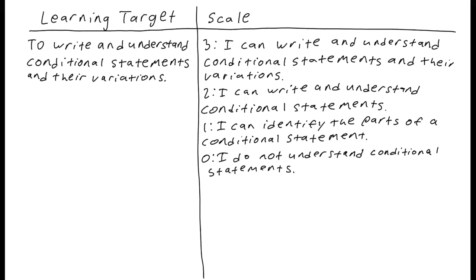So before we jump in, here's the scale. You're at a 3 if you can write and understand conditional statements and their variations. Their variations we'll learn about in a bit, but they're the converse, inverse, and contrapositive. 2, you can write and understand conditional statements. And when I say understand, it kind of goes to what a 1 is. You can identify the parts of a conditional statement. And a 0, you do not understand conditional statements. Let's get started.